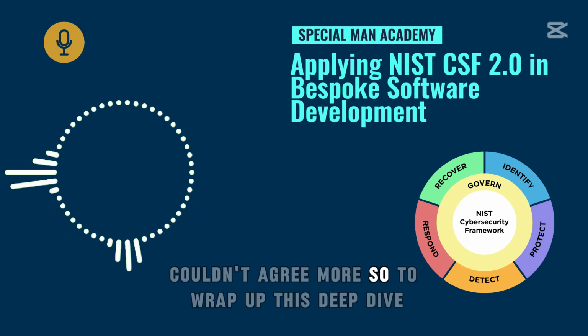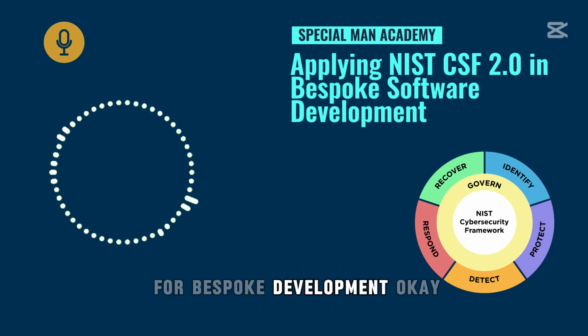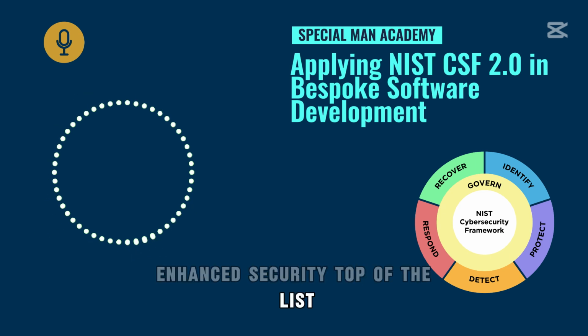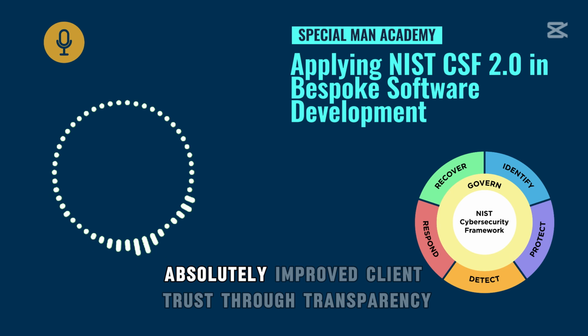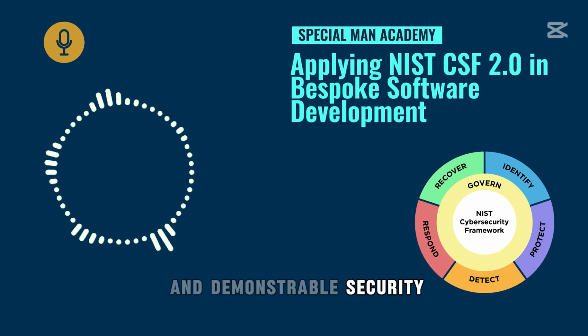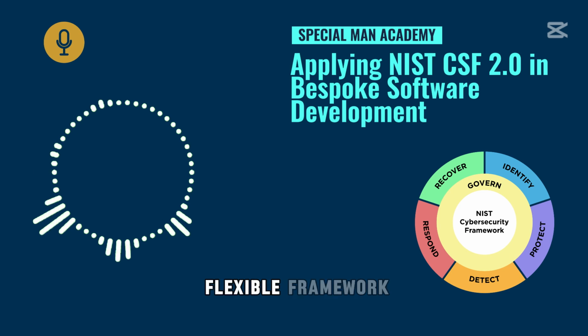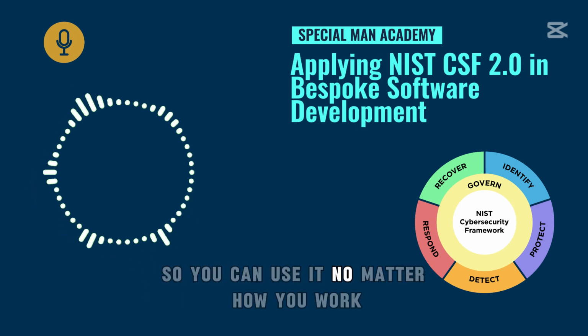Couldn't agree more. So to wrap up this deep dive, let's recap those core benefits of the NIST CSF 2.0 for bespoke development. Okay. Enhanced security. Top of the list. Ensured compliance with those increasingly complex regulations. Absolutely. Improved client trust through transparency and demonstrable security. That's crucial. And a structured, flexible framework that can adapt to different development approaches. So you can use it no matter how you work.